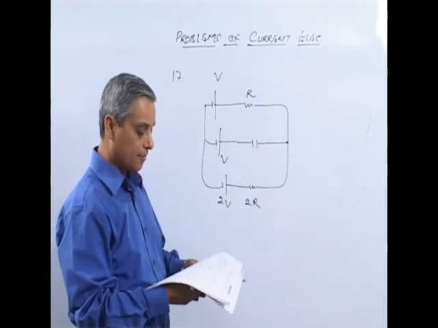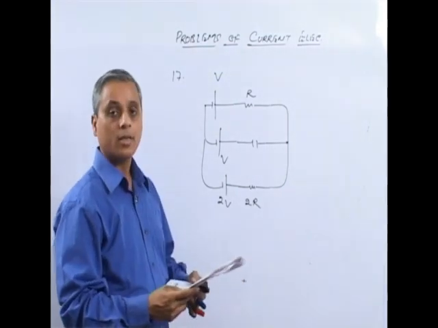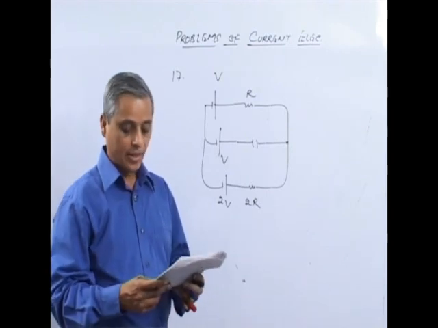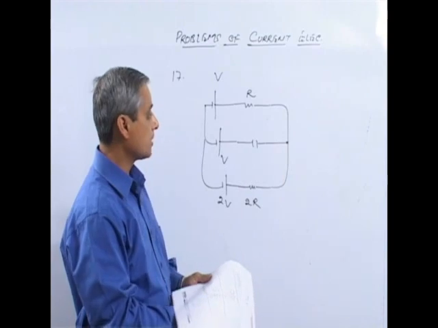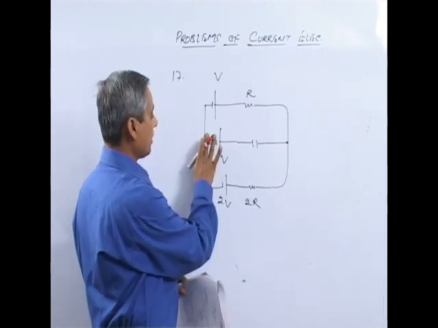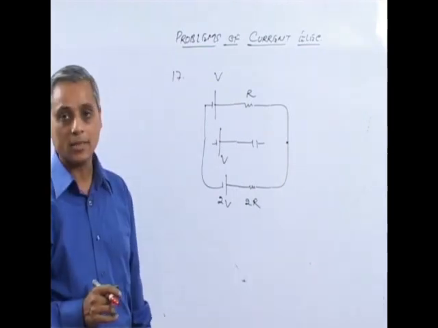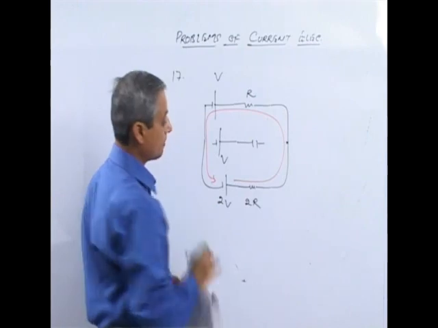The question goes like this. In the given circuit, with steady current, meaning transient behavior is not there, the capacitor is fully charged, the potential drop across the capacitor must be. Now see, when the capacitor is fully charged, you can suspend this branch as there will be no current in this branch. Then current will flow only in this path.